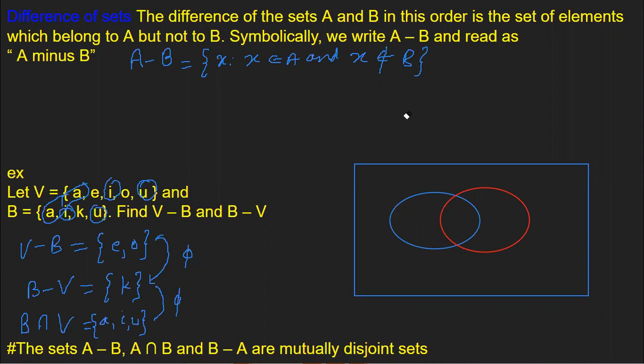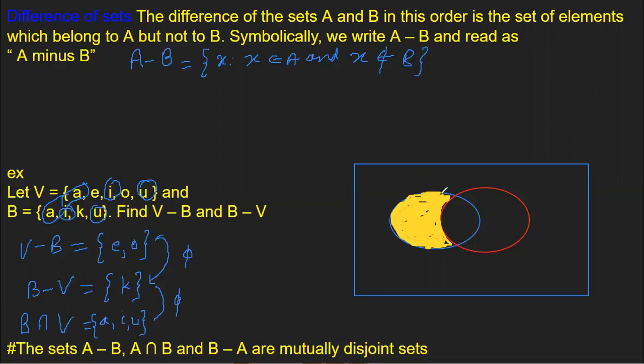this portion. It is all over. This is A minus B. So we're going to shade it thoroughly. This portion. This portion is A minus B. Okay. Good. Better. All right. Here it is, A minus B.